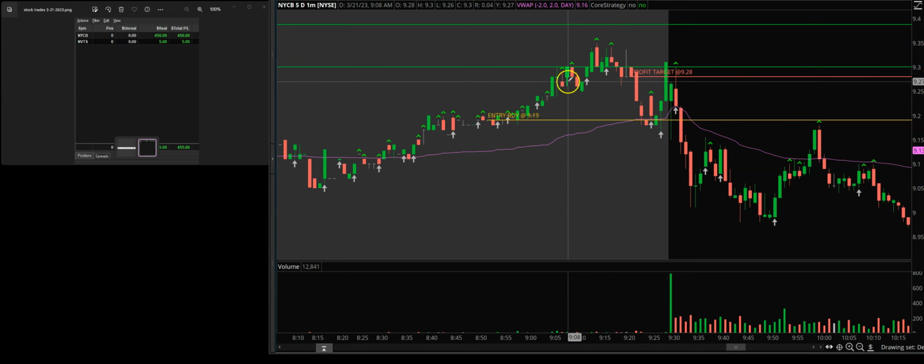But once we went through level 1, just like yesterday, we couldn't get to level 2. I went ahead and I exited right here at 9:28. So that's how I ended up having that really nice gain on NYCB.